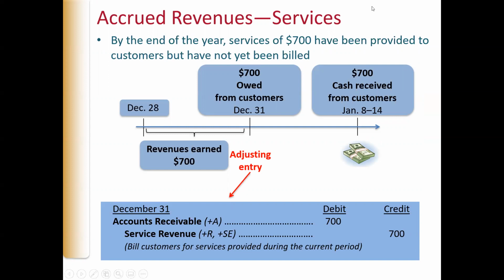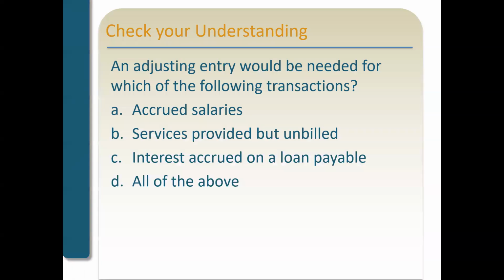Then let's say the next year we get the 700 cash. What we would then do is debit our cash and credit our accounts receivable. We aren't going to receive it anymore. We just received it.